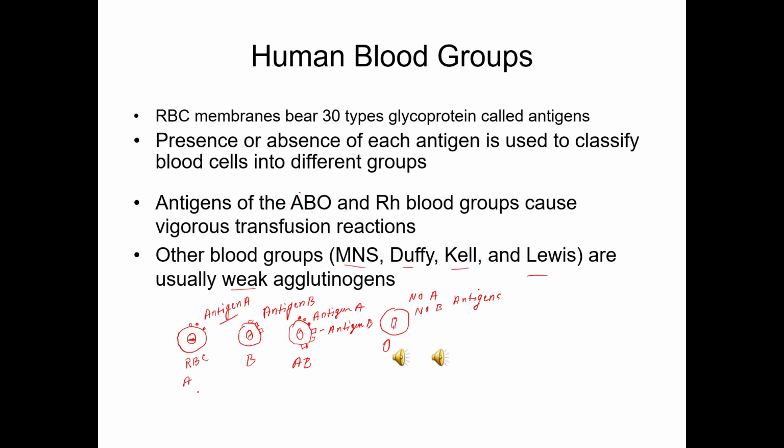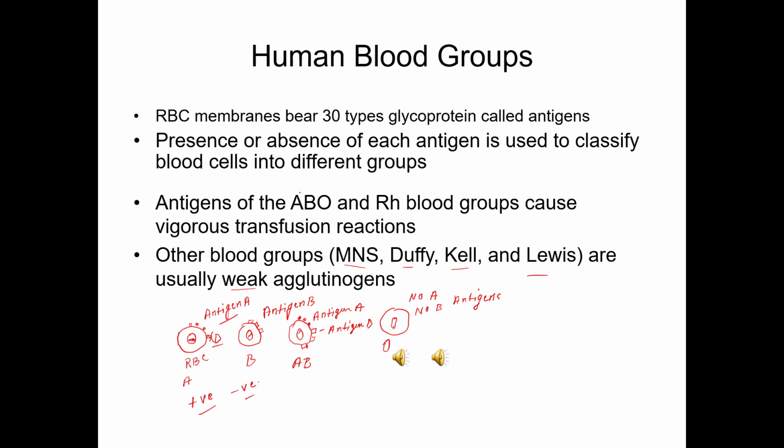Now, there is another antigen that determines if the blood type is positive or negative. Okay, so you know that some blood types are positive and some are negative. So who determines that? That is determined by another antigen that is called D. So if someone has D antigen, that is positive. If D is absent, that is negative.